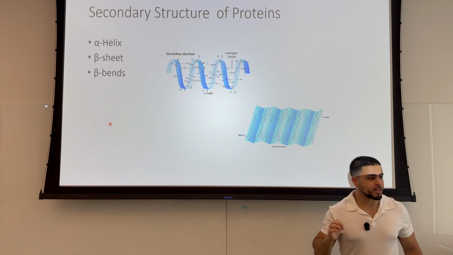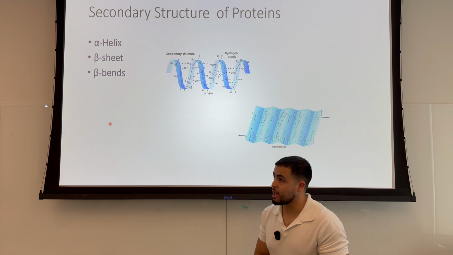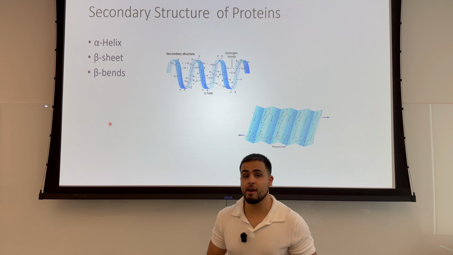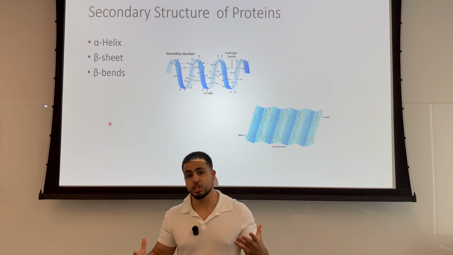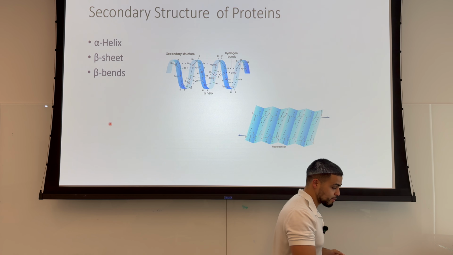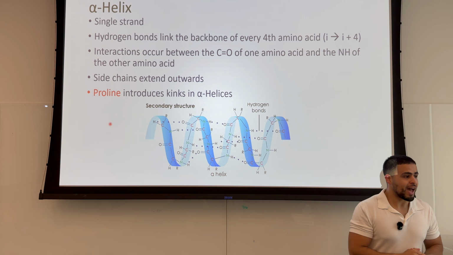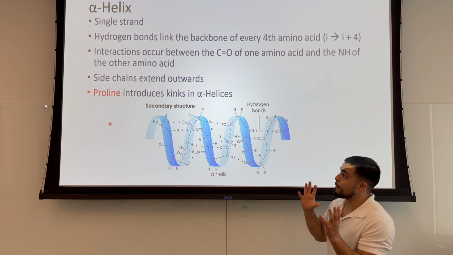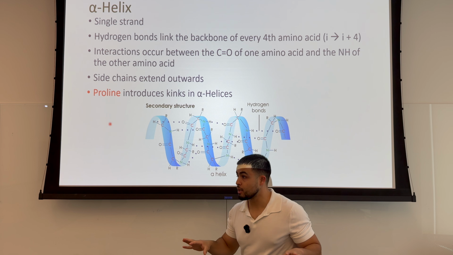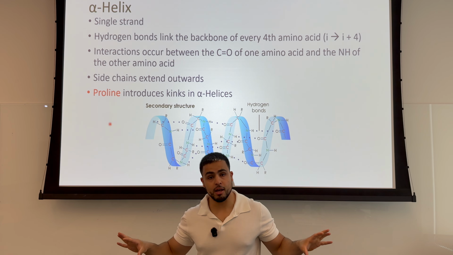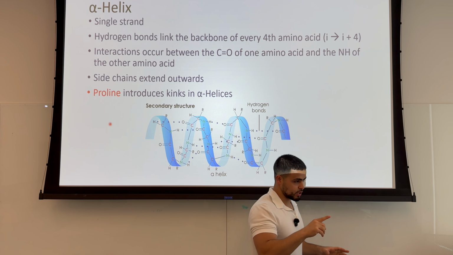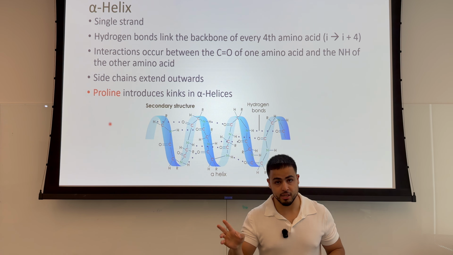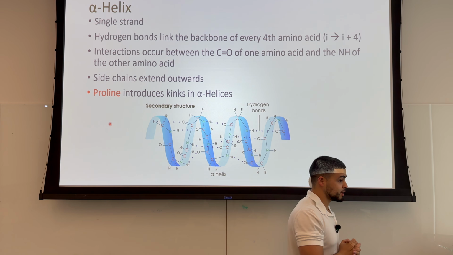All right, now let's talk about the secondary structure of proteins. We have three flavors over here. We have the alpha helix, the beta sheets, and the beta turns, or the beta bends. All right, so the alpha helix is formed from a single strand of a polypeptide chain. So we'll distinguish that with the beta sheet that has multiple strands typically.